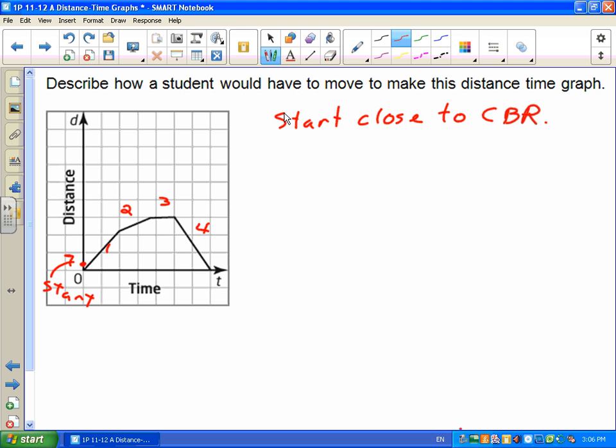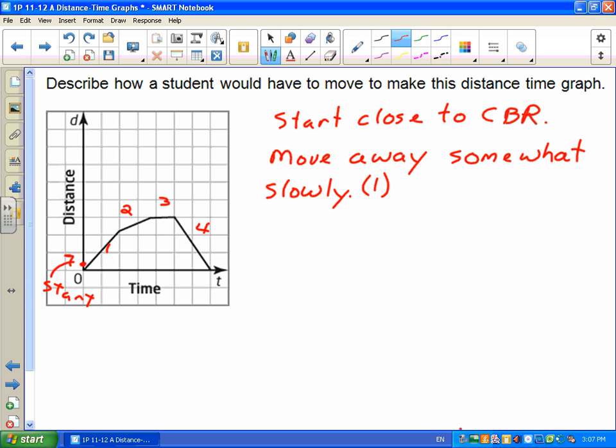Now, what are they doing in section 1? Are they moving towards it or are they moving away? Away, yeah. The distance is increasing, so they move away. Now, do you think they're moving slowly or quickly? They're fairly slowly. They move away somewhat slowly, let's say. Okay, and that's section number 1. So I'll just put in brackets here section number 1.